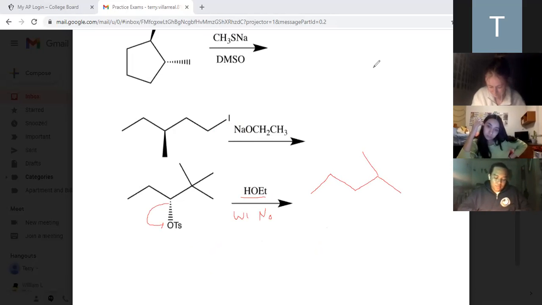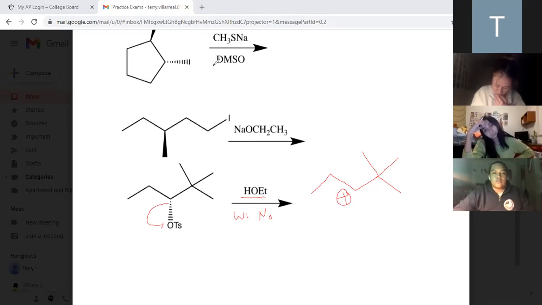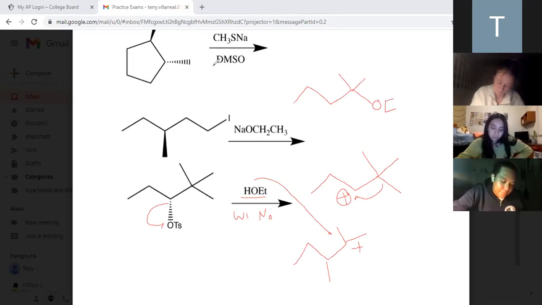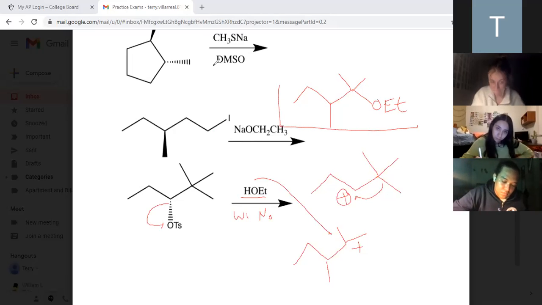Ooh, that's bad. This. So what's next? What's the next thing that's going to happen? Going to have a methyl shift because it's a secondary next to a quaternary. Like that. And now this is going to attack. So then my final product is going to be this. Like that. Oh. There we go. So this should be my final product.